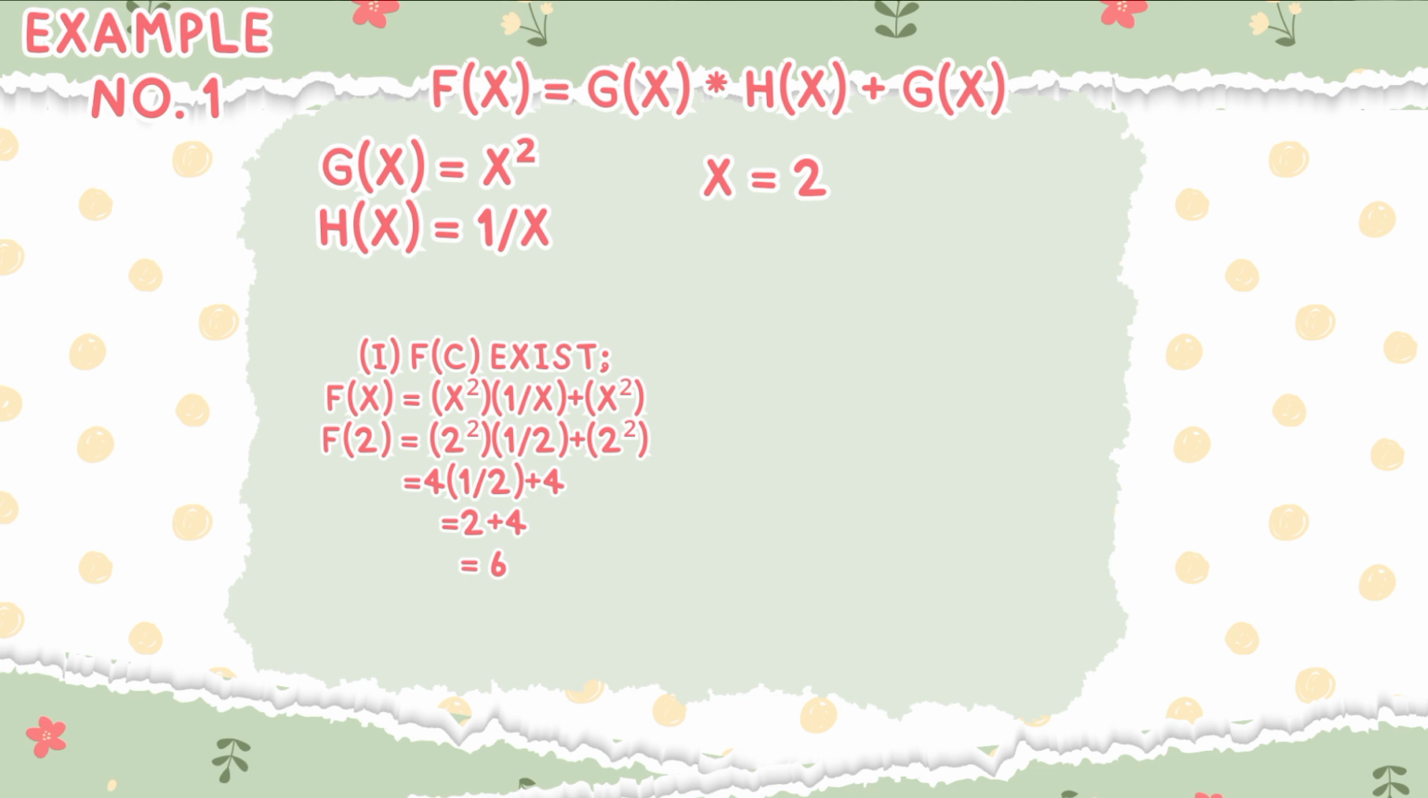We substitute 2 into f of x, so it will be 2 squared times 1 over 2 plus 2 squared. So it becomes 4 times 1 over 2 plus 4. When we evaluate that, we divide the 4 by the denominator and multiply by 1, so it becomes 2. Then we add it to 4, so the result is 6.